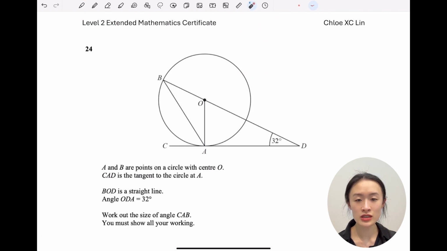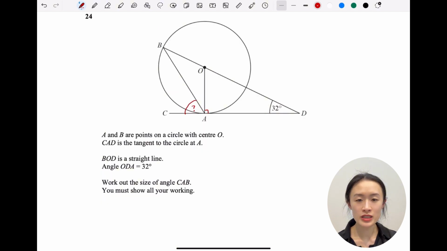Now, in this question, we are told that CAD is a tangent to the circle at point A. Therefore, OA is perpendicular to CD because OA is a radius. And we need to work out the angle CAB. So from this question, we can work out the angle of AOD by using the fact that angles in a triangle add up to 180. So then we know it's 58 degrees. After that, we can work out AOB, which is 180 subtract 58. 122 is the angle of AOB.